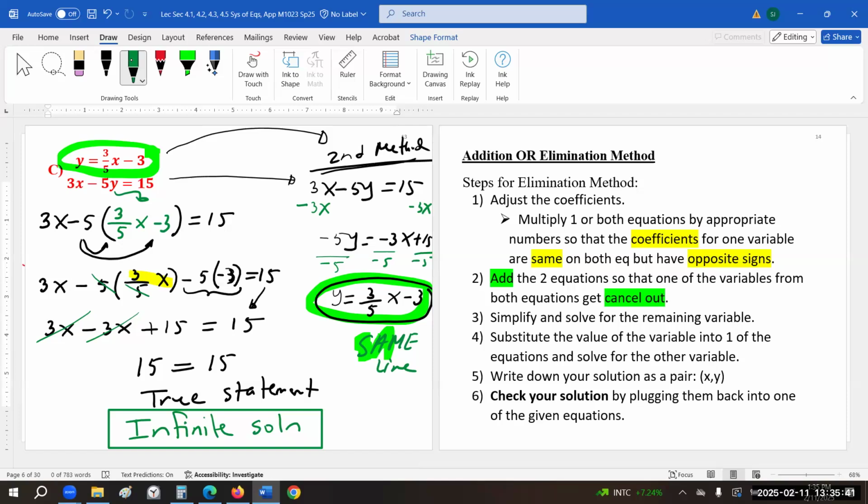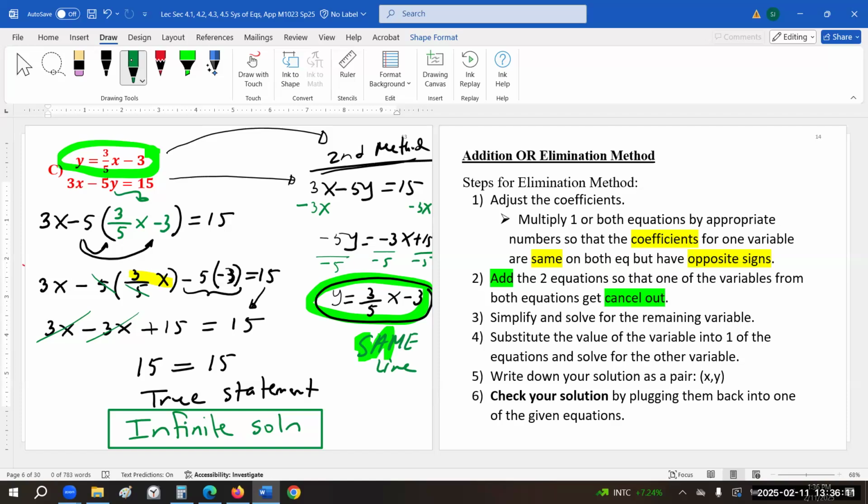It's called the elimination method because we want to eliminate one of the two variables, either x or y, in the first step, and then solve for the other variable. And it's also called addition because in order to eliminate one variable, we have to have the same number in front of the variable with different signs, and you have to add them to get rid of them.